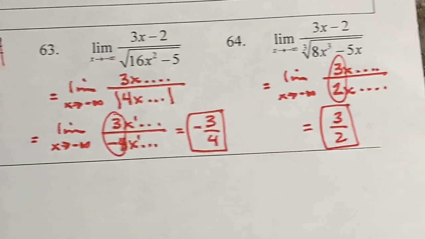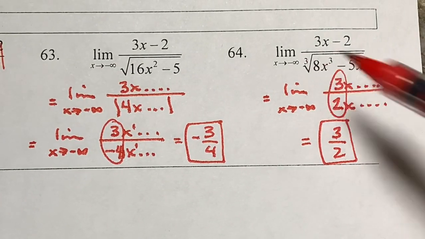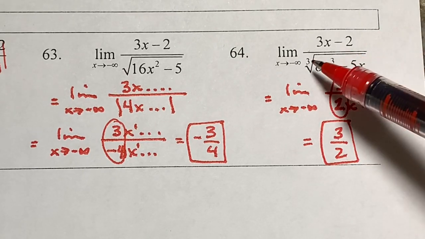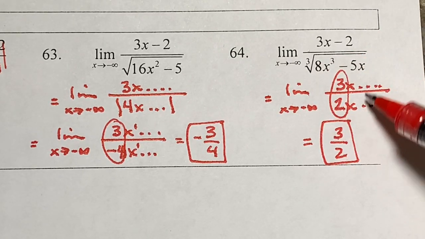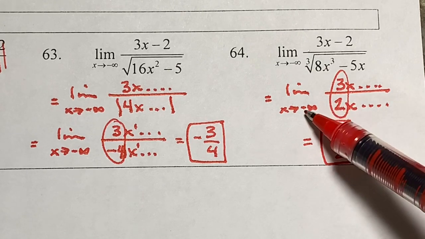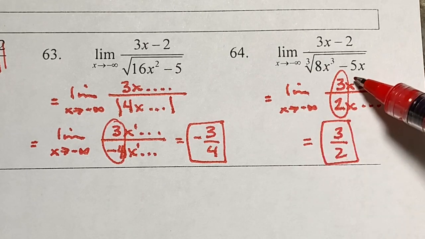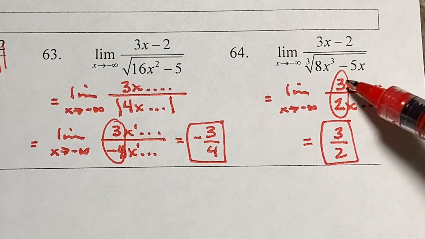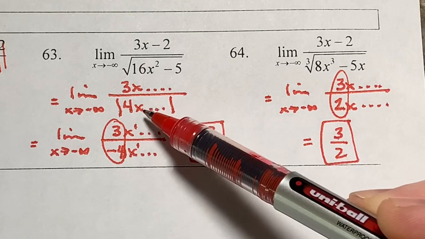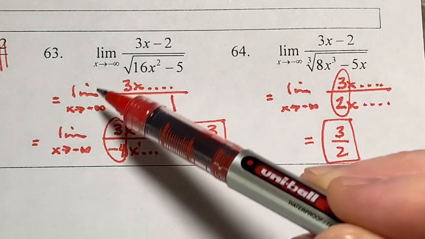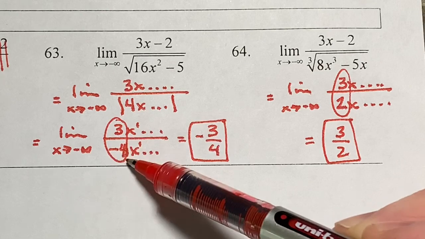Now 64 is much easier because 64, you have a cube root. Cube roots don't have absolute values. So the second I cube root that, I get to 2x. There's no absolute value to deal with. At this point, it doesn't really matter which way I'm going because if the powers match, 3/2. But here, you had to consider the fact that I was going left and use a -4x.